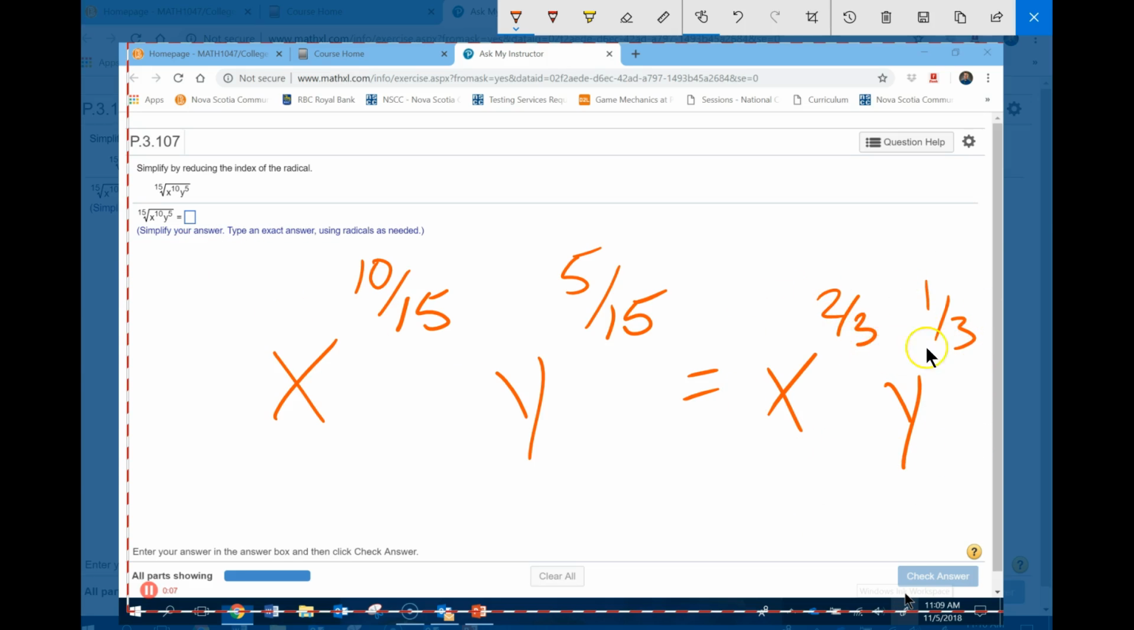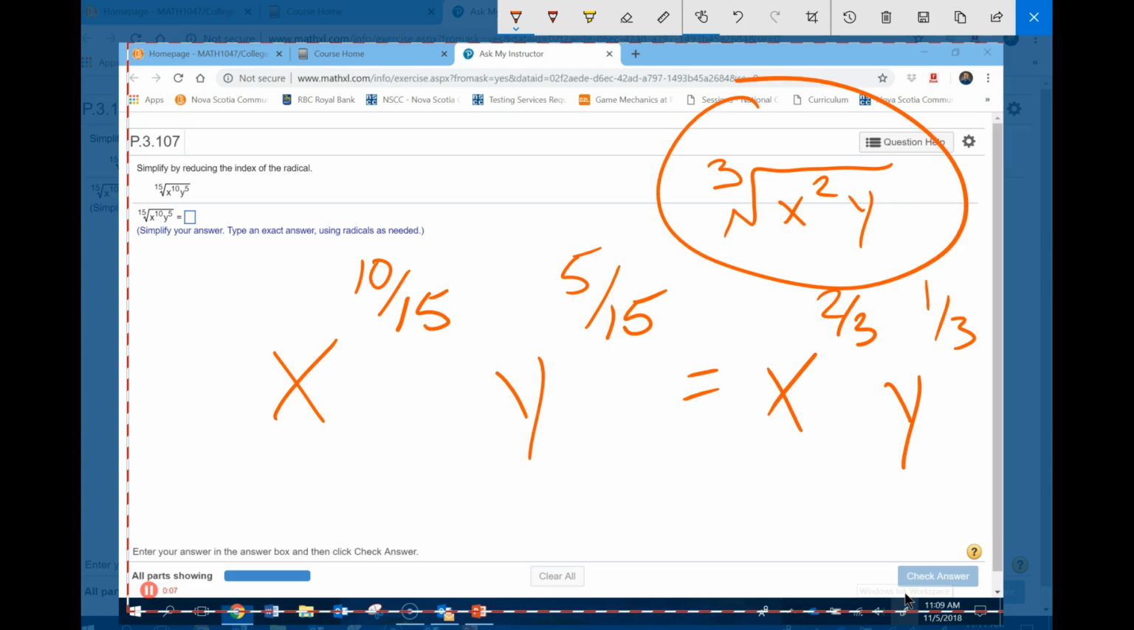Now this is basically our step. Notice we have the same denominator, so that's always a good sign. But they want to type an exact answer using radicals as needed. So let's now go ahead and repurpose this. We'll reflip it back into this root type deal. So I'm going to call this the cubed root, because 3 is our denominator, of x squared times y. Y is to the 1, and we don't ever write the 1 exponent, right? That's basic. So there we go.